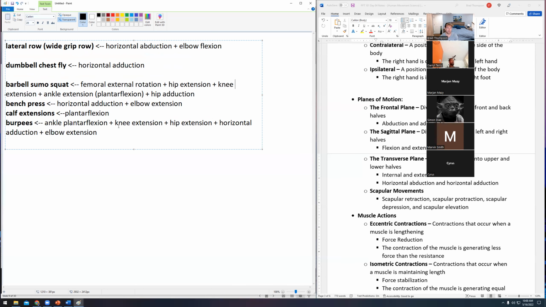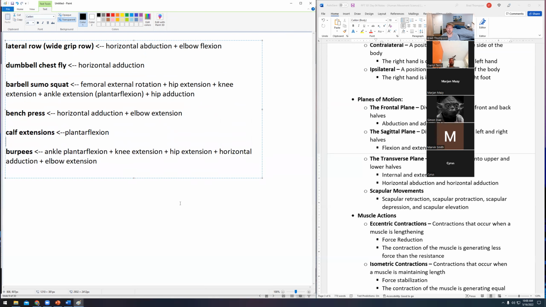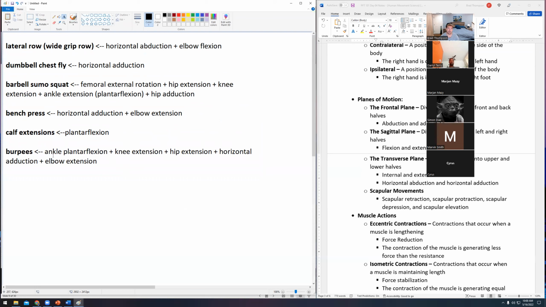Here's why we did this. Let's break all this down and take a look at these. So you might be thinking, let's say the dumbbell chest fly, for instance, because that's just a single thing here. I label all of these and you might be thinking, well, what about if I'm doing a chest fly? It looks like this, right? I'm doing a full range of motion on the rep.